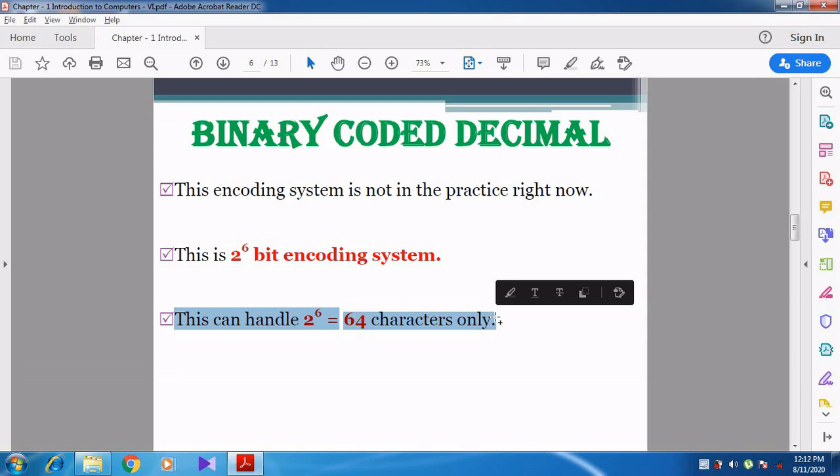Because now we are in the latest generation, the 4th or 5th, and we are going for advanced systems. So we are not ready to follow this particular system, because it can handle only 64 characters. So this is binary coded decimal, BCD.